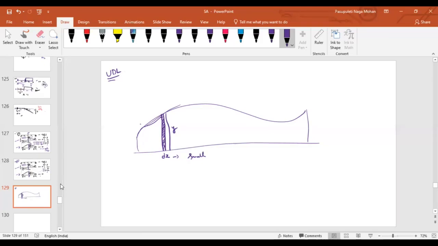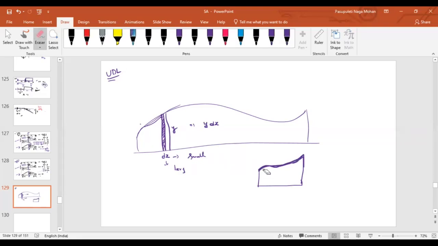Then whatever the area of this single strip, we can identify it as y into dx. If dx is very large, can you treat this as a rectangle? It's not. Why? Because the shape will matter, obviously. So this formulation y into dx is only possible when your dx is very, very small. Then only you can say that the area of this strip is y into dx.